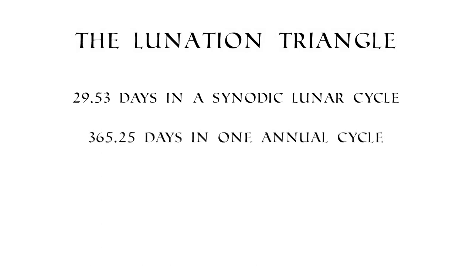Now here, of course, is the annual cycle of Earth, the amount of time it takes for us to orbit the sun, 365 and a quarter days. Now, to get the significant number that's in the lunation triangle, we need to divide the larger number by the smaller number, so the annual cycle by the lunar cycle, and what we get is this number here, 12.369. So that's the amount of these lunar cycles that you get in one solar year.